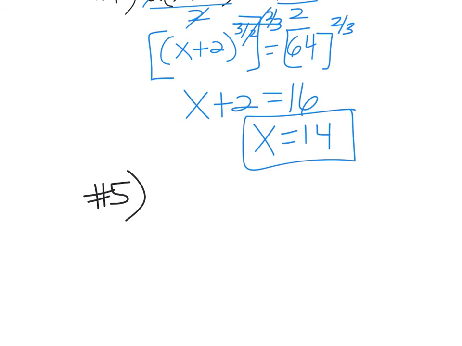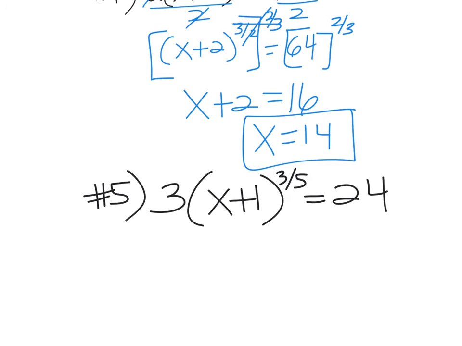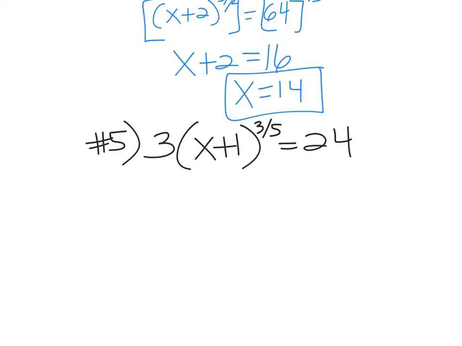Greg? No, it's not. All right. 3 times (x plus 1) to the 3/5 equals 24. Do you want to try this one? Yeah. Oh my goodness, that makes me so proud. Wait, what is that? Equals 24. x plus 1. I thought you were going to do this as x or something. There we go. Is that better?